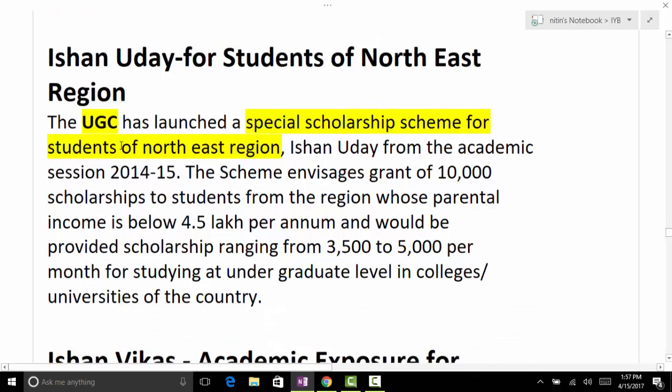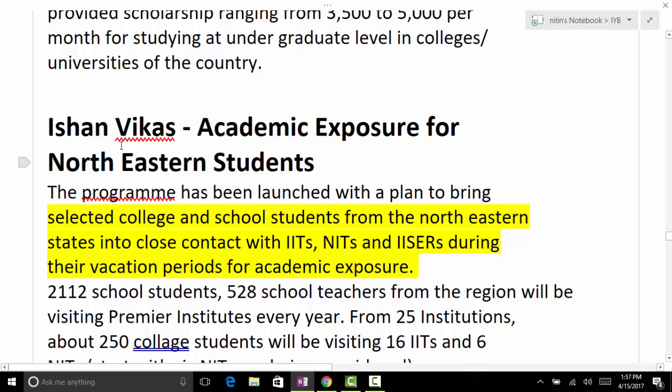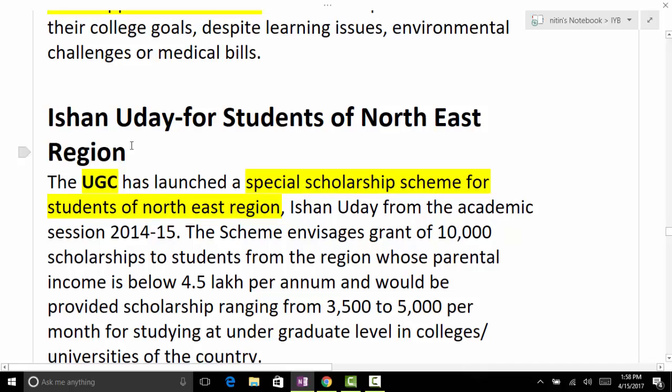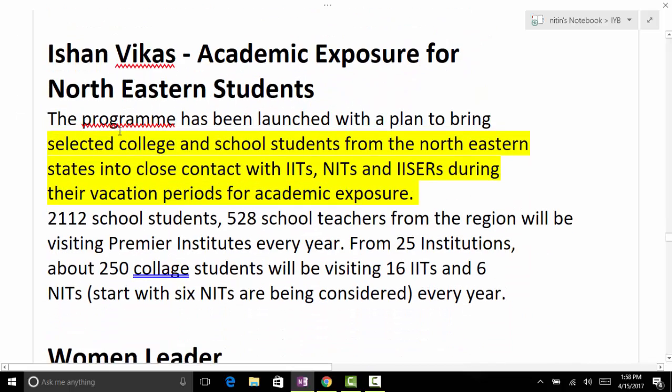There is also a scholarship for preparation of IAS. For the North, right? One of my friends is getting that. There are different scholarship programs even for different, say, lower castes as well. Scholarships exist everywhere. So here also Ishan Uday and Ishan Vikas. Remember this now, a question can come from here, okay.